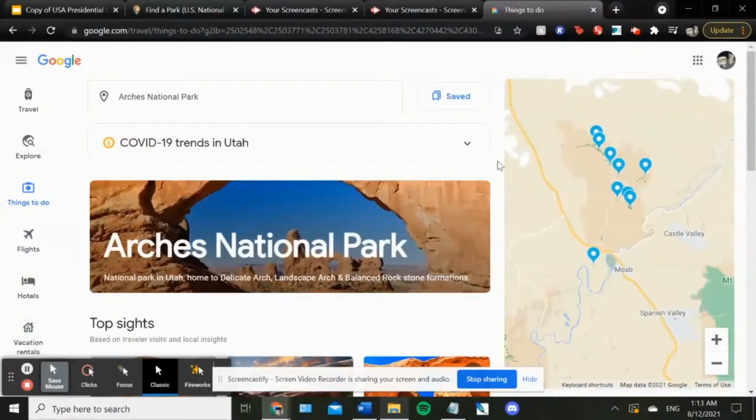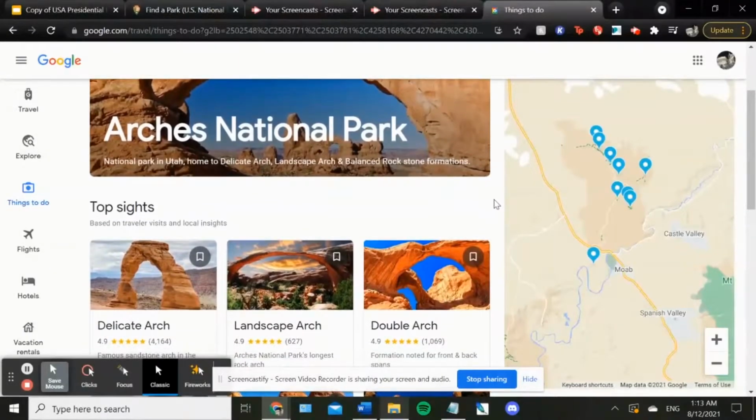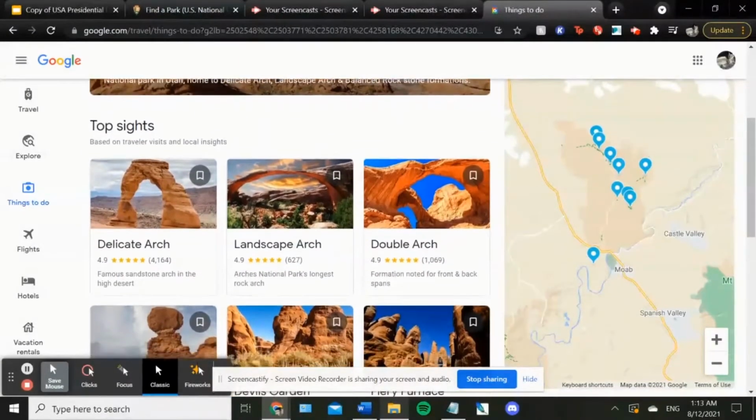Now here's another national park. This one is in Utah, which is a state in the southwest United States. This is a personal favorite of mine just because I love these rock formations.